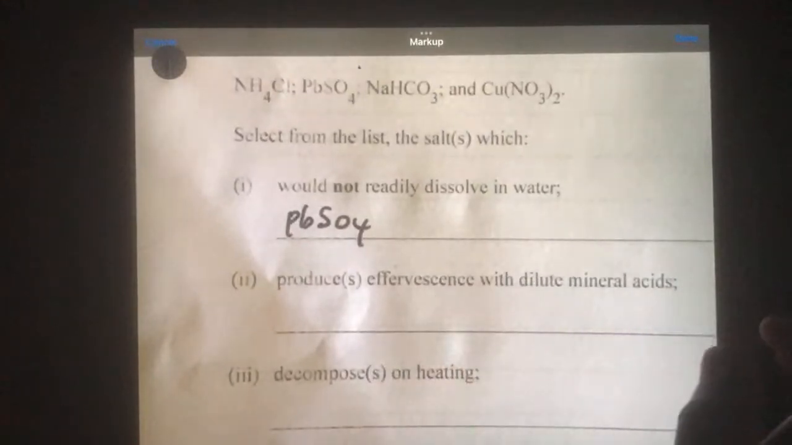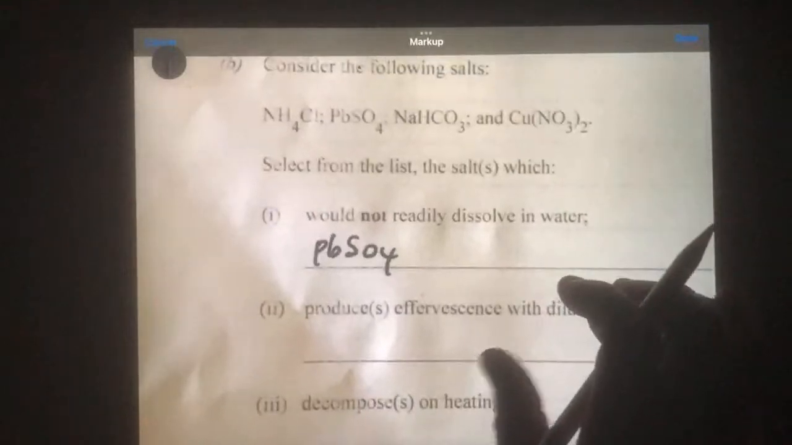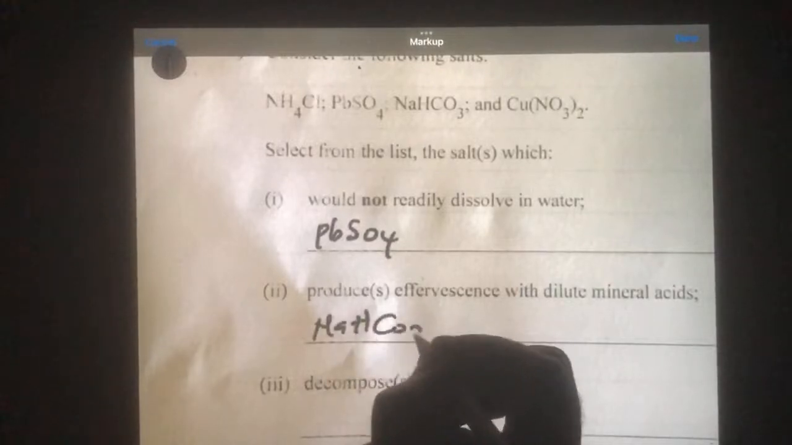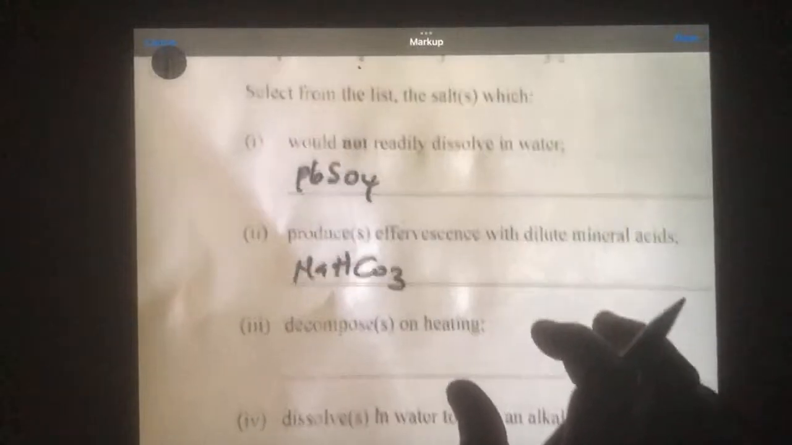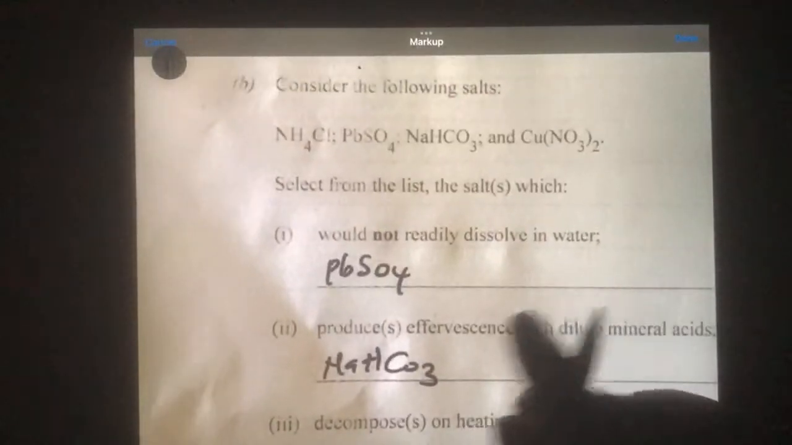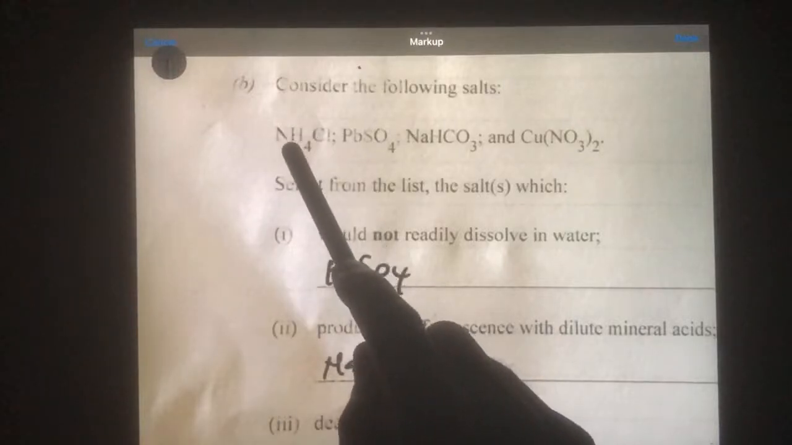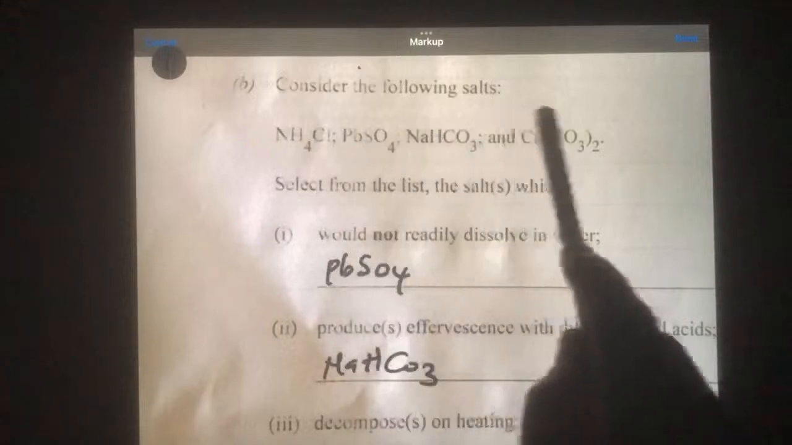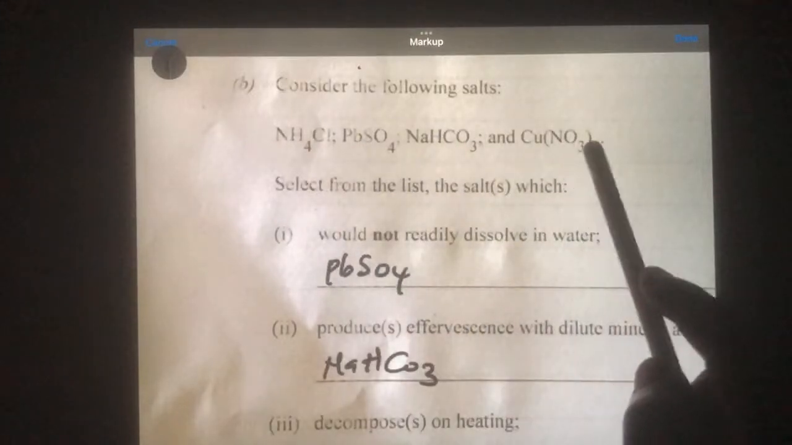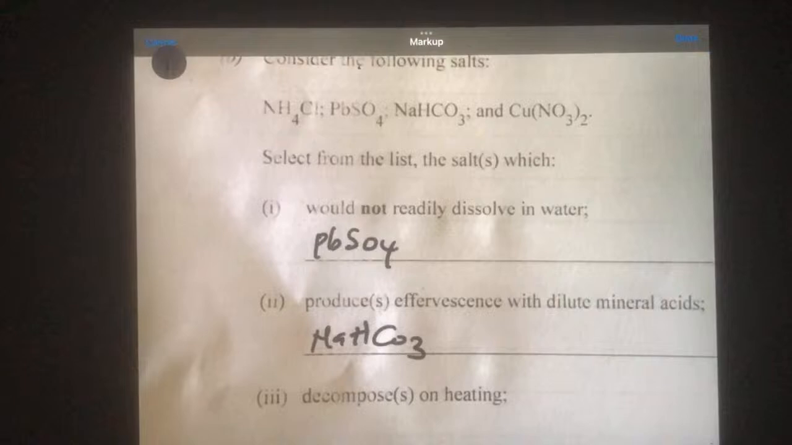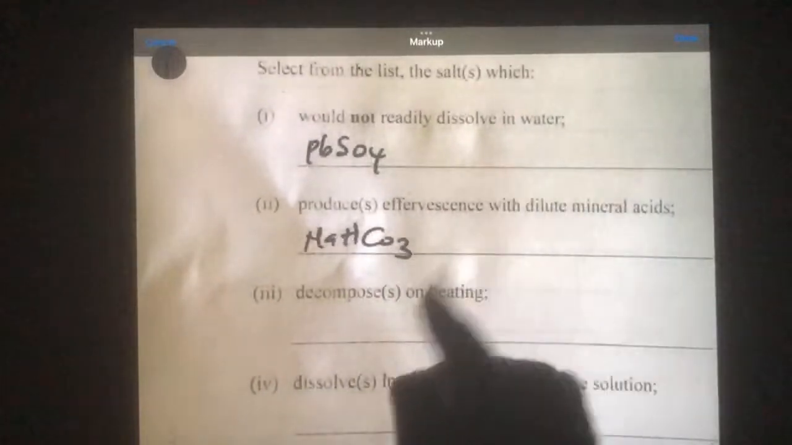They say produces effervescence with dilute mineral acid. The one that will produce effervescence with dilute mineral acid is the bicarbonate, NH4HCO3. That's the only one. Decomposes on heating, of course. The one that will decompose on heating, ammonium chloride will decompose on heating. Does it really? Yes, of course. To give this, and this will decompose on heating. Even this one will decompose on heating. Copper nitrate, all of them will decompose on heating. I'm not sure of the sulfate, but I'm sure of 1, 2, 3. Copper nitrate decomposes on heating.